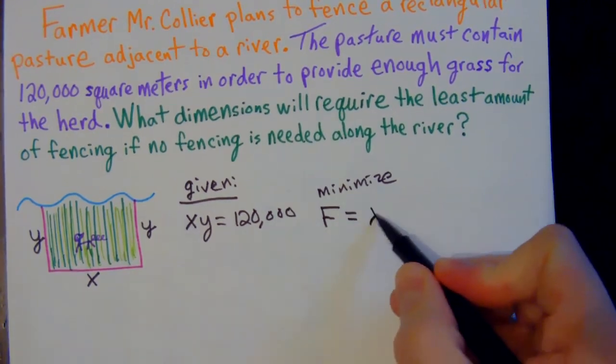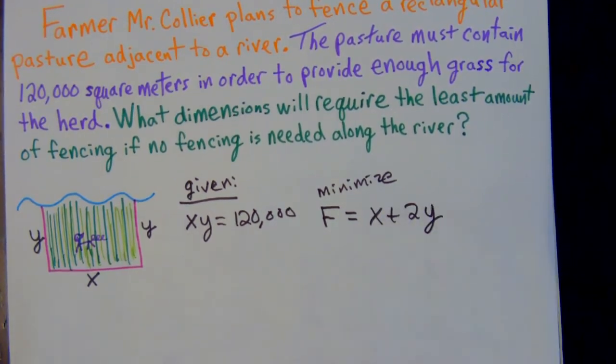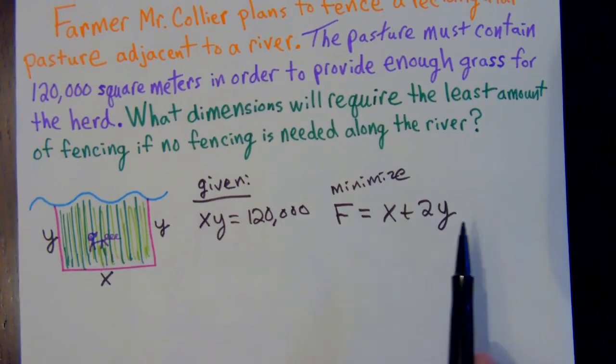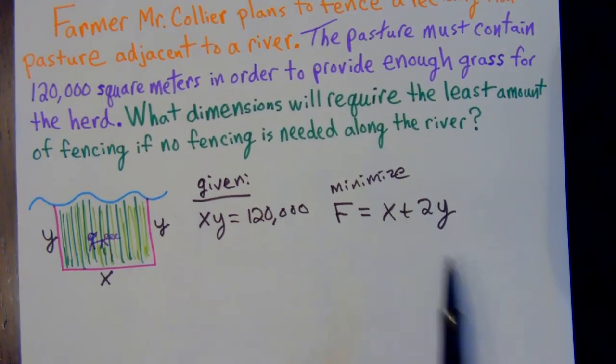That's just the perimeter. So it's just going to be X plus 2Y. That is our primary equation. We don't have any fencing along the river, so it's just one of the X's and 2 Y's. So this is our primary equation. Pretty simple stuff. And we're going to take the derivative and set it equal to 0.